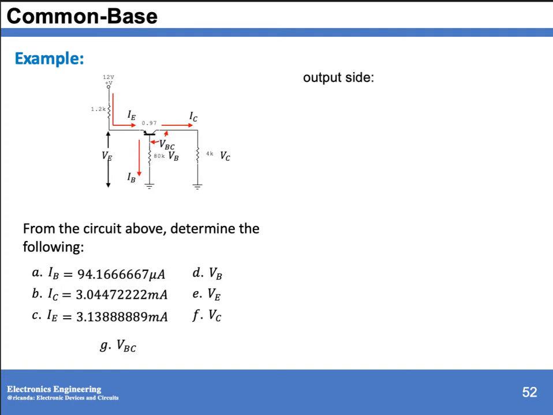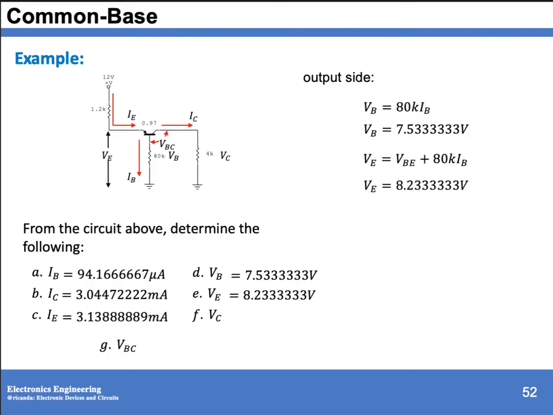At the output side, if we have to solve for the voltage at the base, that is the voltage drop across 80K times IB. So we have 7.5333 volts. Then the voltage at the emitter is equivalent to the voltage base-emitter plus the voltage drop across 80K, or 80K times IB.